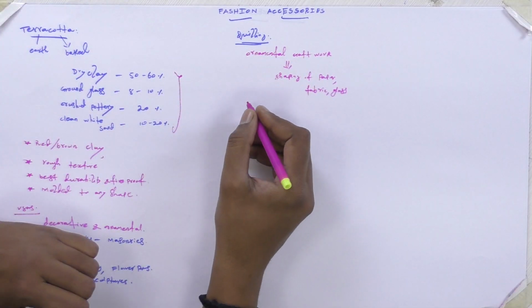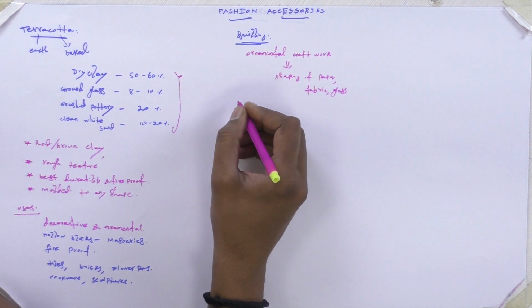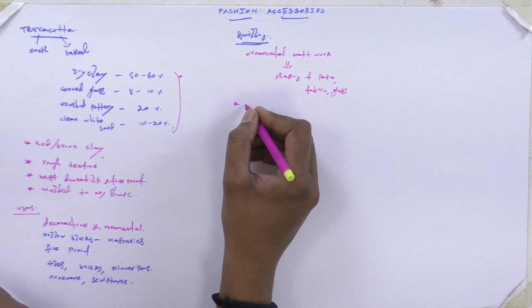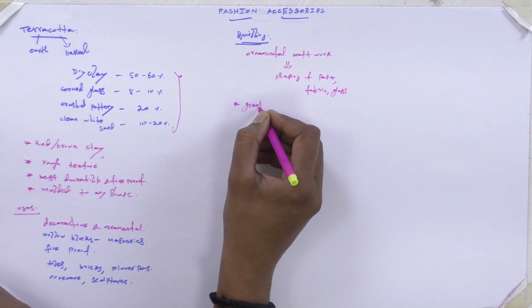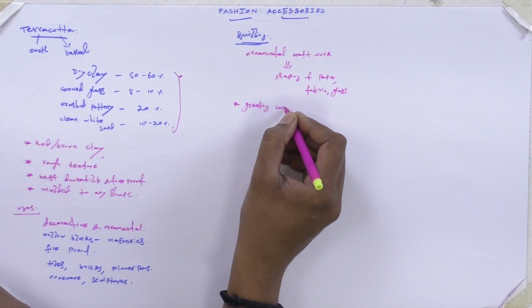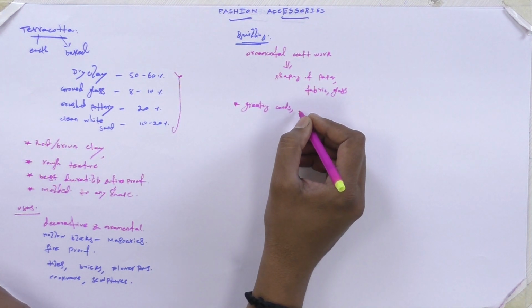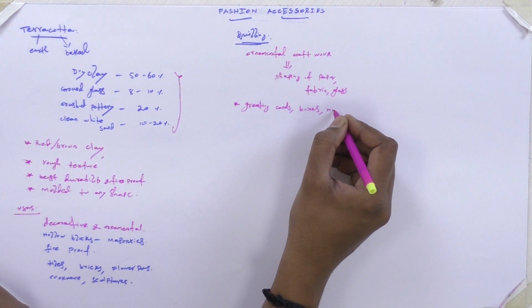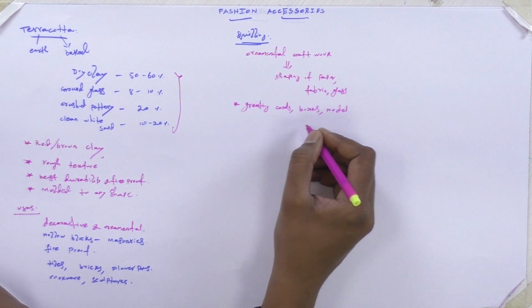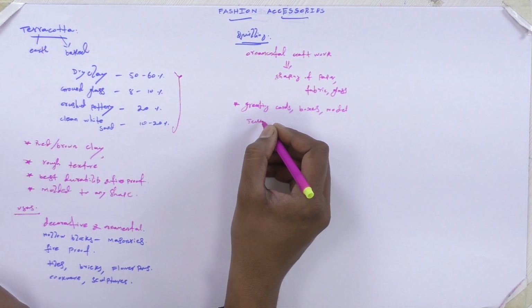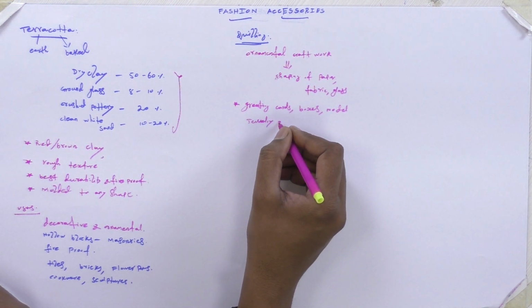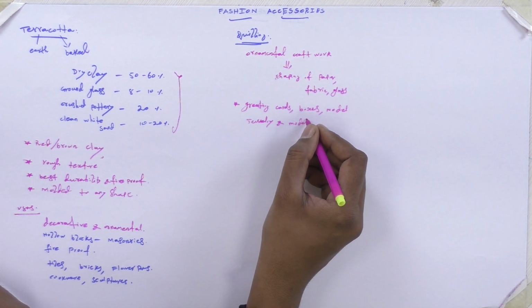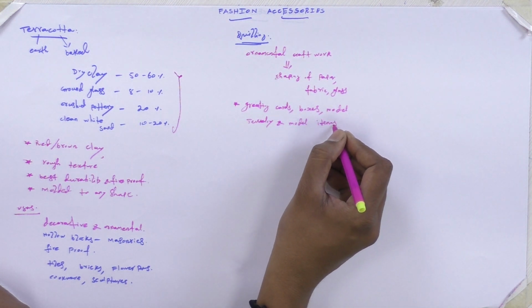It is used for making of greeting cards, boxes, gift boxes, somewhat model jewelers, model jewels, and model different items, model items. It is known as just making of paperwork.